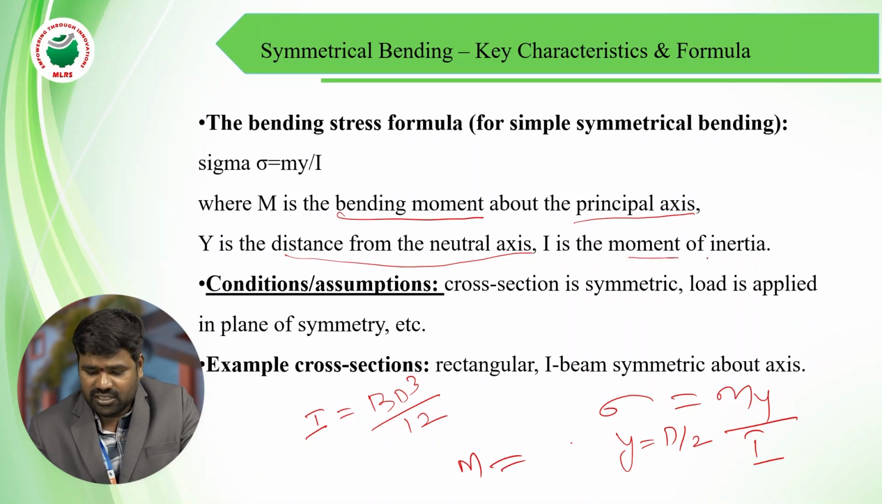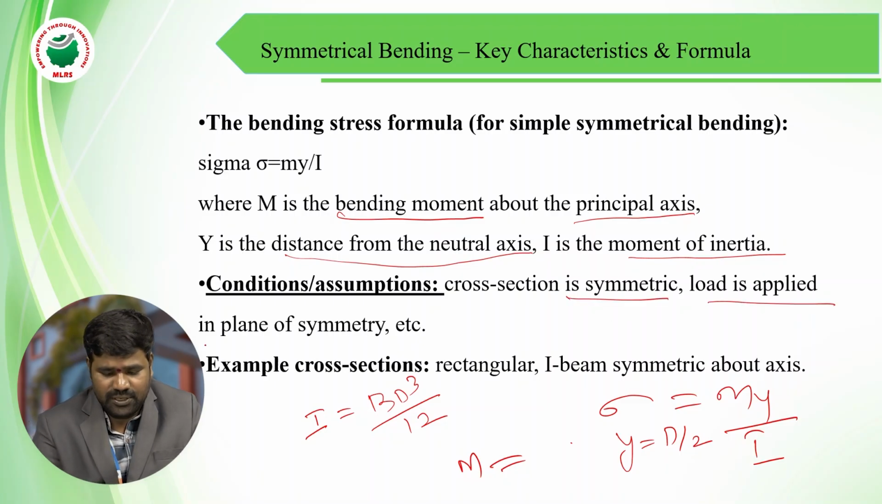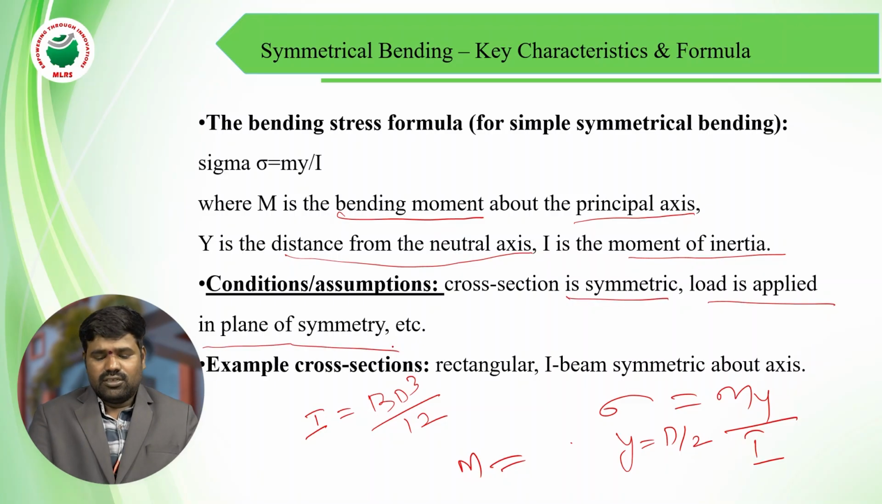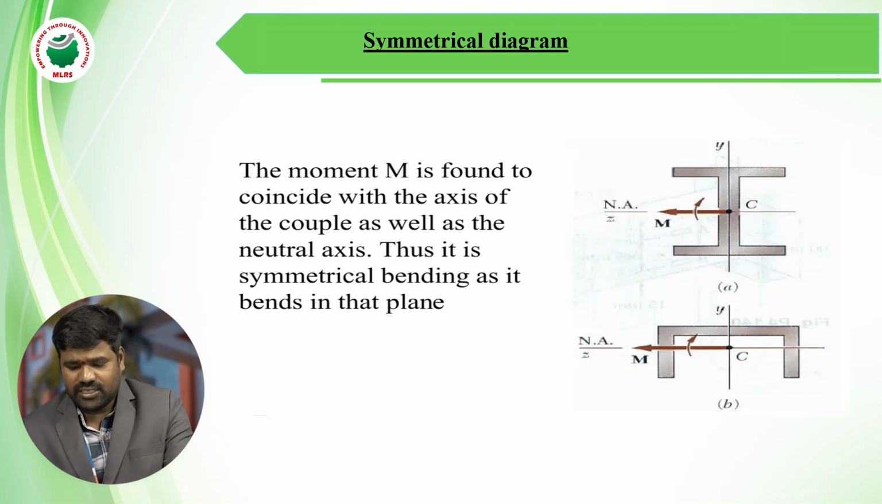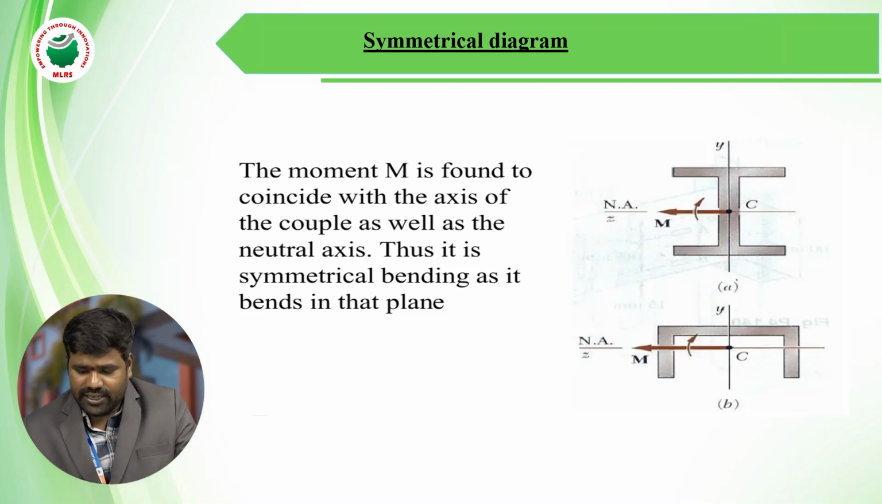Conditions and assumptions: the cross section is symmetric, and the load is applied in the plane of symmetry. Examples of cross sections are rectangular section, I beam section, and L section, with the beam symmetrical about the x axis. This is the symmetrical diagram, with the y axis and x axis. This is called the central line. G is the neutral axis, NA.